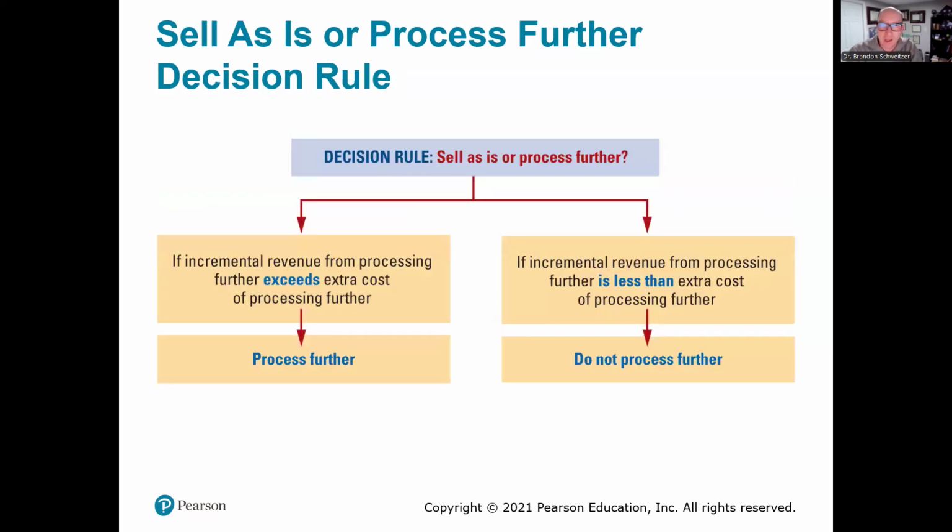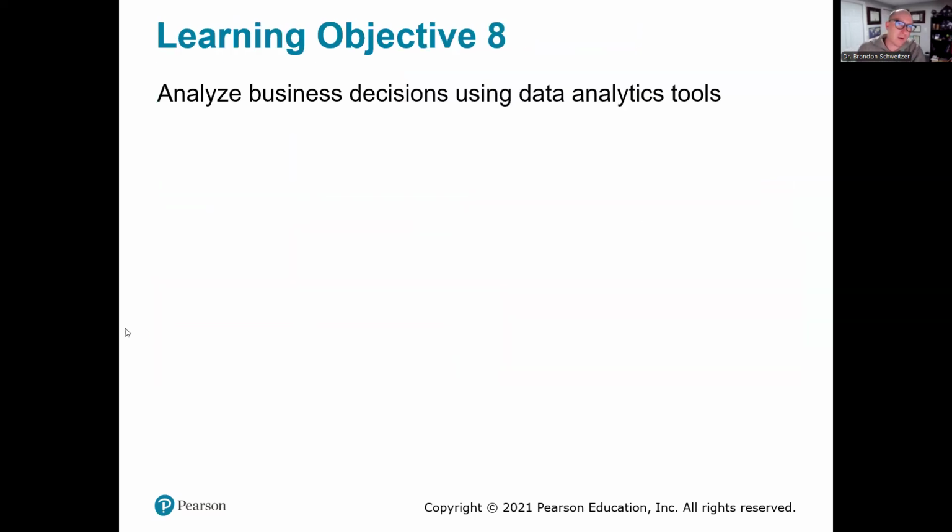So the decision is, if the incremental revenue exceeds the additional cost, then yes, we process it further. If not, then we do not process it further. That is the last management decision-making concept I wanted to talk about today. The next thing I'd like to talk about is our data analytics tools.